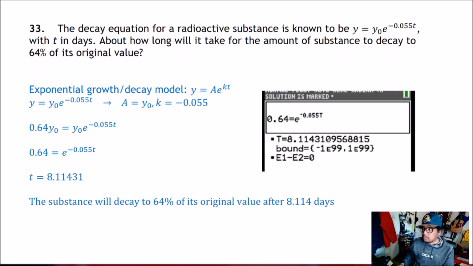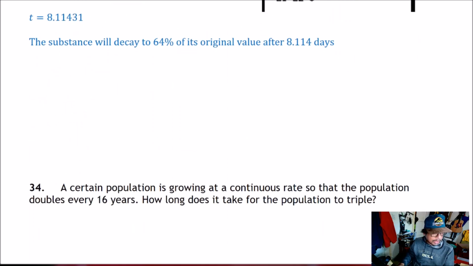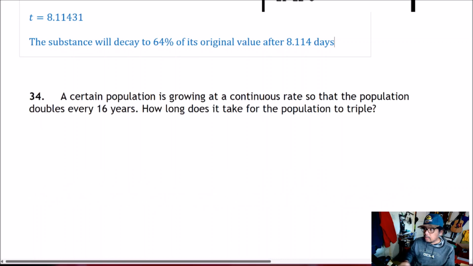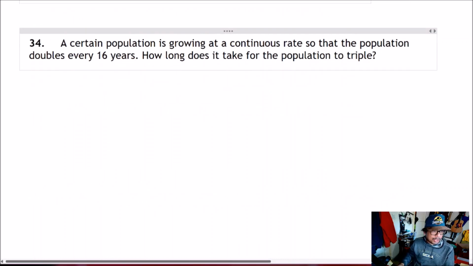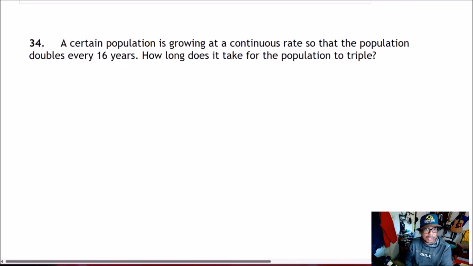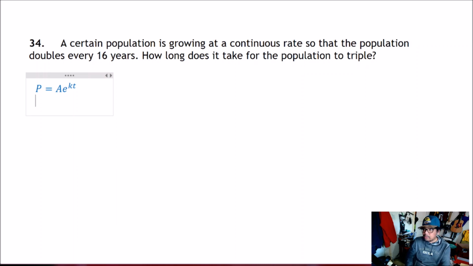Okay, the last problem we're going to do in this video is going to be question 34, where we have a certain population growing at a continuous rate, so the population doubles every 16 years. How long will it take for that population to triple? This is again the exponential growth model, so let's throw up our exponential growth model. Here's a model that I'm used to, where p equals a e to the kt.